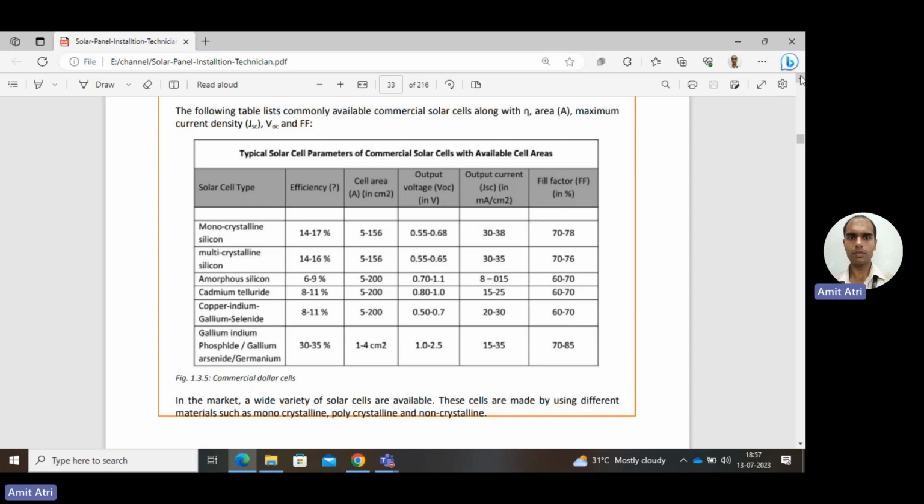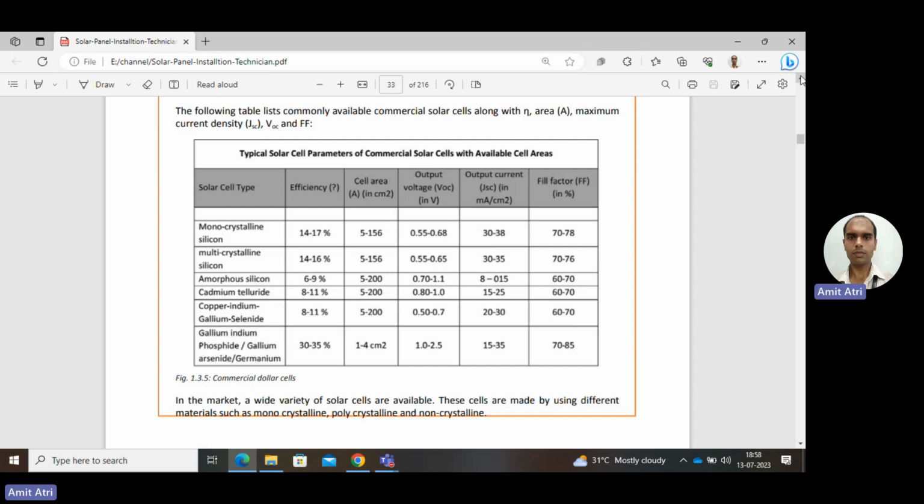Multicrystalline or polycrystalline. These two, monocrystalline and polycrystalline, are the most commonly used solar cells. Mostly in the market, commercially available cells are either monocrystalline or polycrystalline. Then similar parameters are available for multicrystalline, just a very minor difference. Output voltage from 0.5 to 0.65, current 30 to 35 milliampere, and fill factor 70 to 76%.